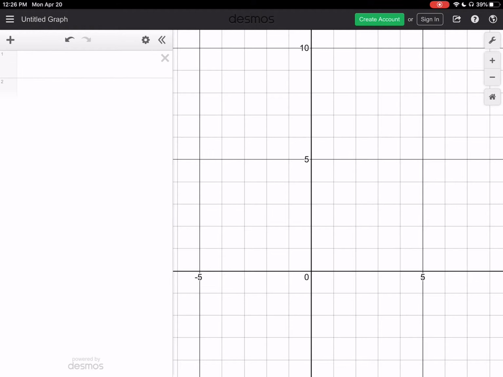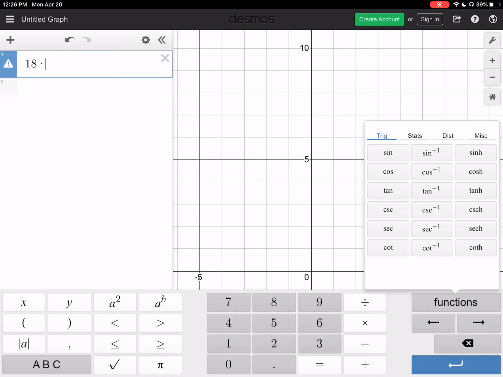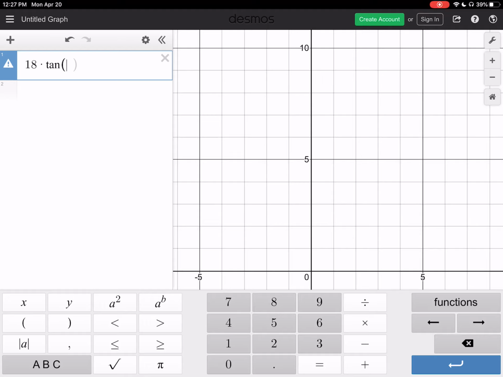So I want to plug in 18 times the tangent. To get tangent, I'm going to click on this functions button, and you'll see 4 categories at the top. We want to be in trig, and I'm going to select tangent, and then I type in the degrees, which is 30, and I get out negative 115. Now we're talking about a side length, so negative 115 doesn't seem to make a whole lot of sense.